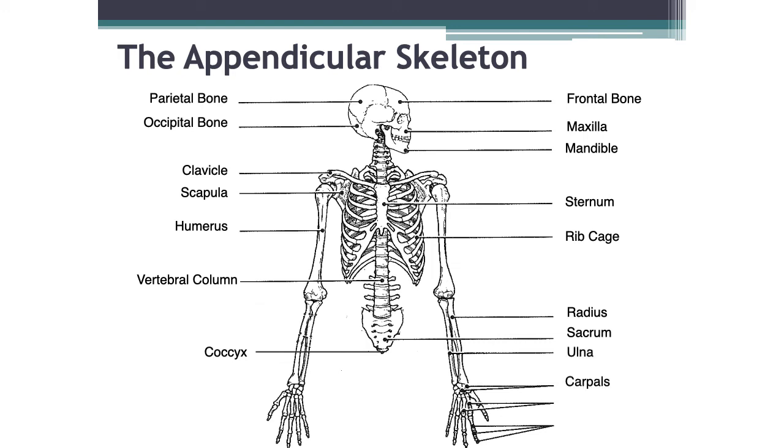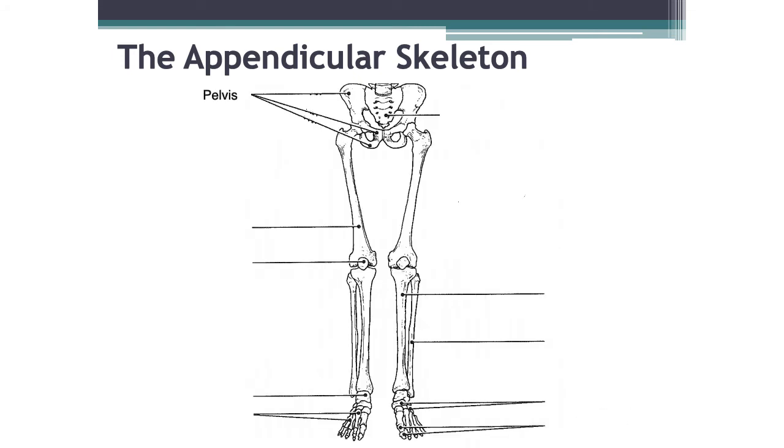Carpals are going to be the wrist bones. Metacarpals, hand bones. And then phalanges are the fingers. We see the pelvis right there, the pelvic girdle or hip bones. We see the femur is the upper leg bone. Patella is the kneecap. Talus, metatarsal, so talus are going to be ankle bones.